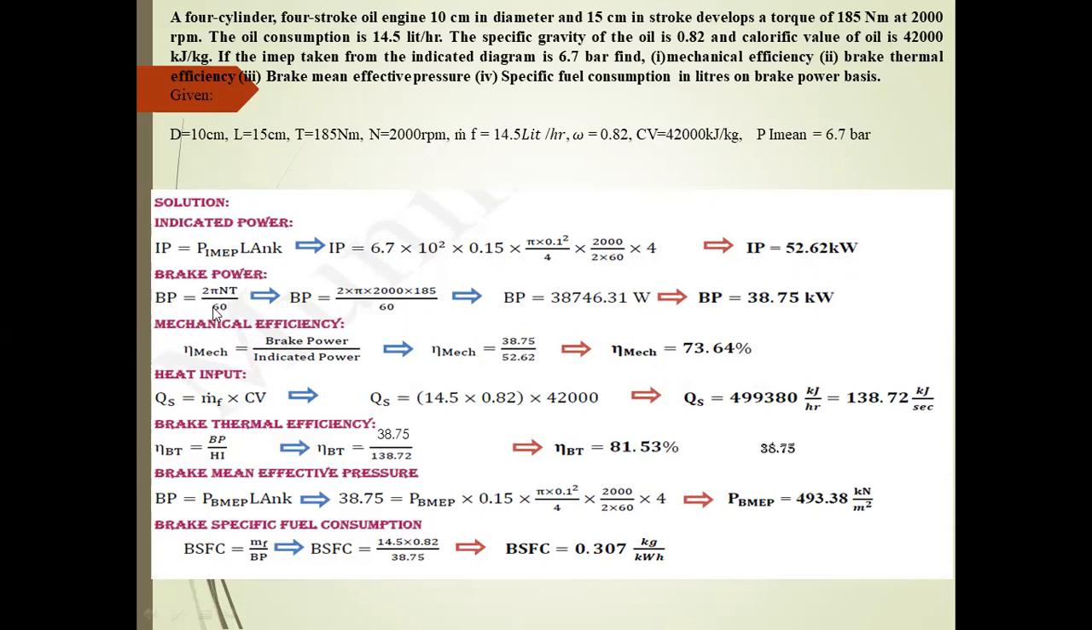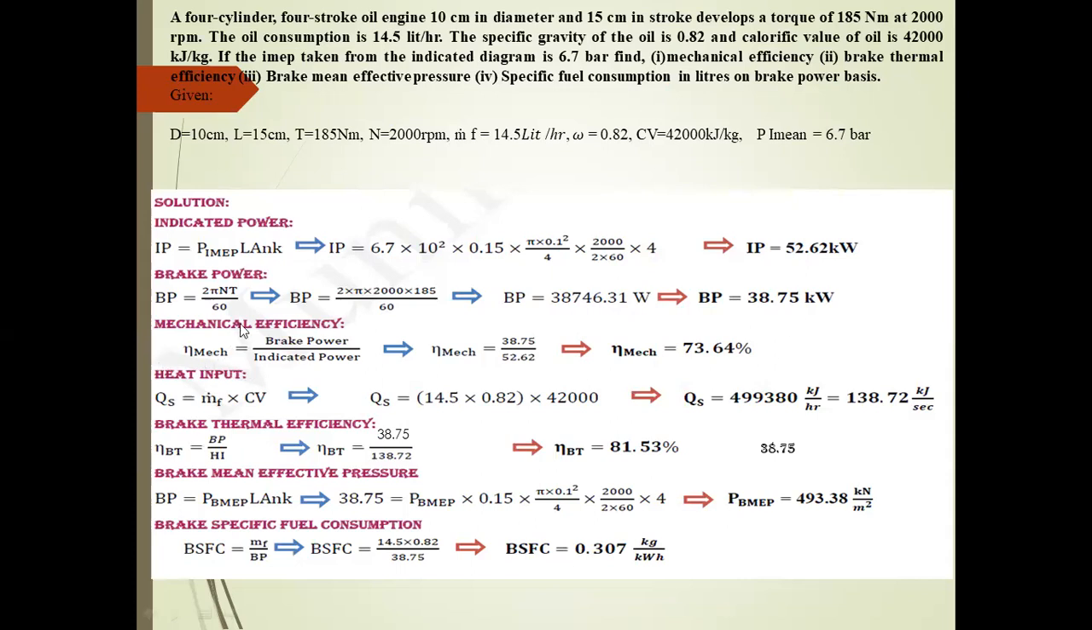The brake power is 2 pi N T by 60. The brake power is equal to 2 into pi, where N is 2000 and T is the torque 185 Newton meter, divided by 60. Finally, we get the brake power as 38,746.31 watt. We can convert it into kilowatt by dividing by 1000. Finally, we get the brake power as 38.75 kilowatt.